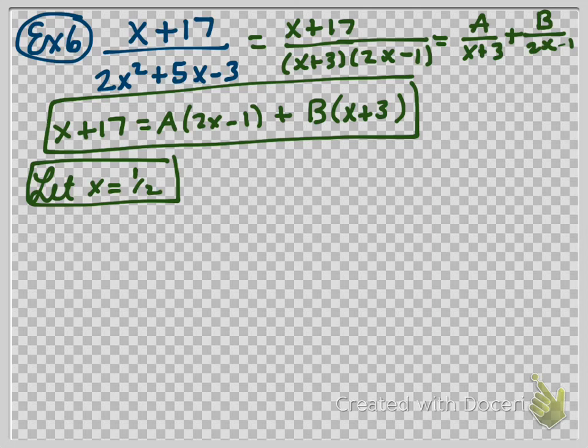Okay, how many halves are in 1? So how many halves are in 17? So the left side is 35 halves. That was not difficult, was it? You too can do that.